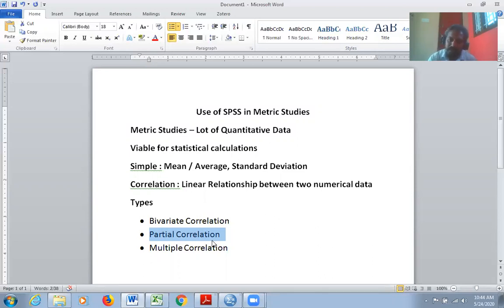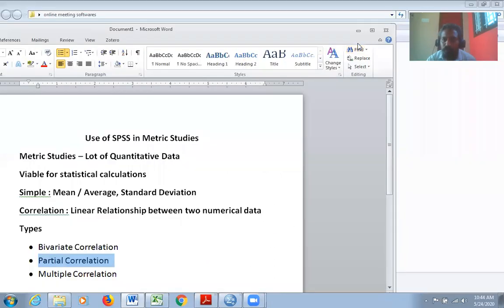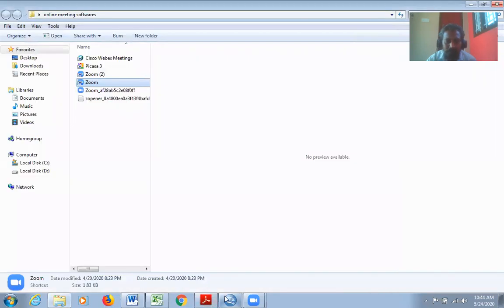But in partial correlation, we study the correlation between the papers published and the total citations received by controlling the effect of self-citations. So we will look at the effect of self-citations and the total citations received by the authors. To demonstrate these two statistical analyses, let me get into the SPSS package. Let me go to SPSS.